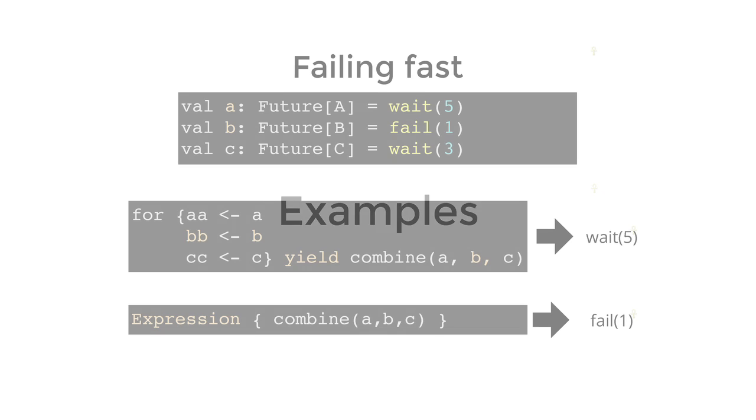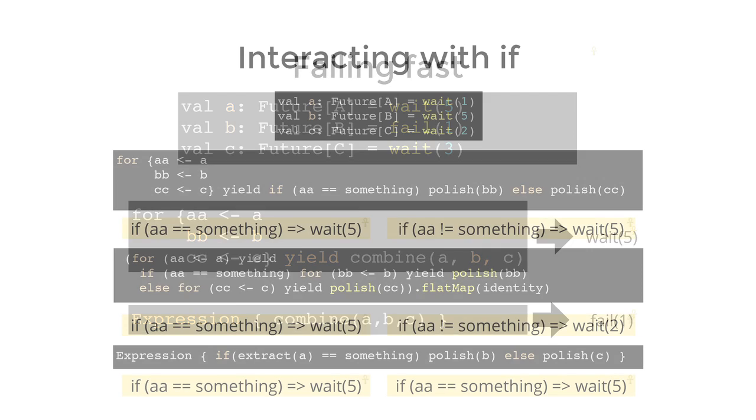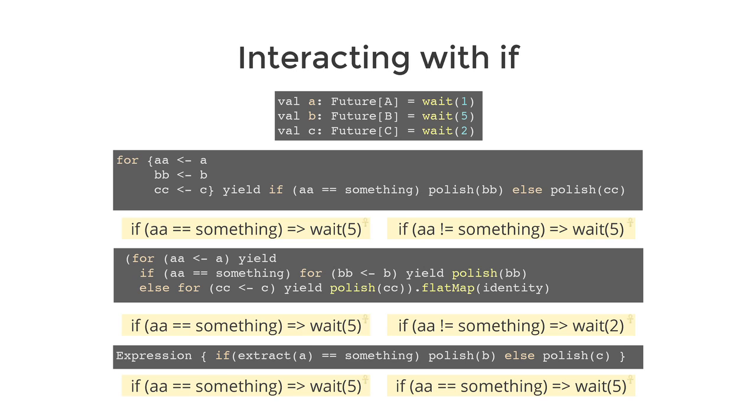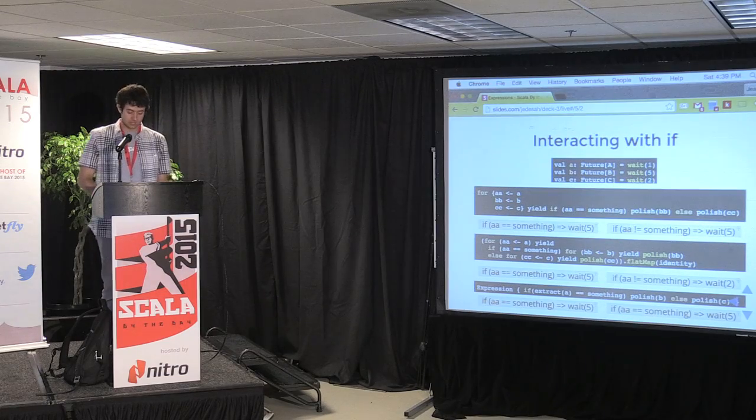So here are a few examples. This is the failing fast example that I used for motivating. So the idea is that you want to fail fast. I'll skip that because we already went through it. Interacting with if. So here we have 3 futures. The first one waits a second. The second one waits 5 seconds. And the other one waits 2 seconds.